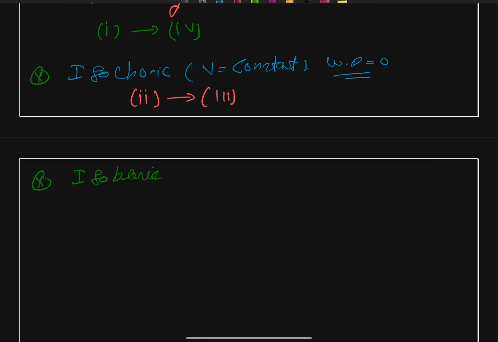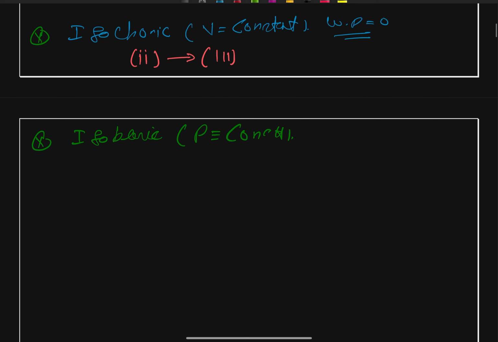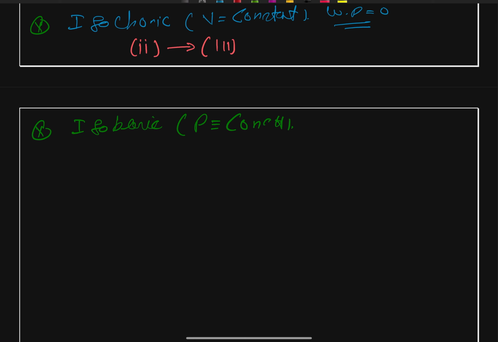And under isobaric we have our pressure is constant, and pressure is constant, therefore we can say work done by the system will be the integral of PdV, which comes as P(V2 minus V1), and that will be the negative of the work done on the system. So we can write this as P(V1 minus V2).